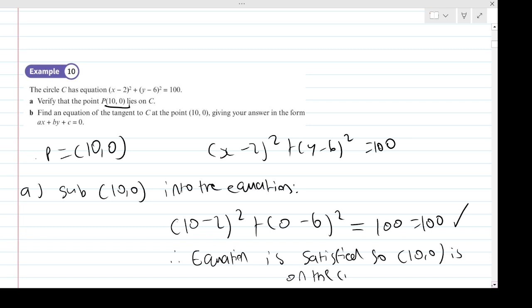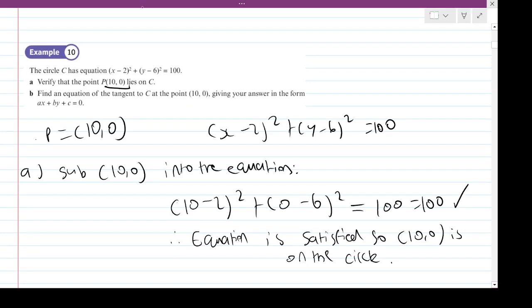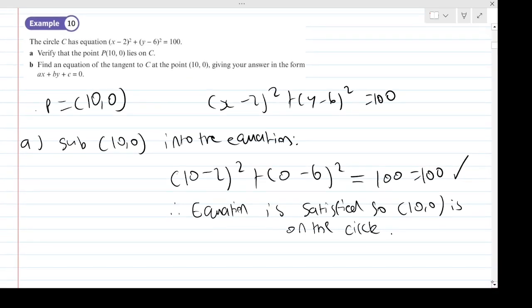Okay, and again, that's why it's handy to have the equation of the circle, which we worked out in the second part of this chapter, because then it allows you to work out points which you will need later on to work out more stuff. Anyway, so that's part A. Hopefully that makes sense. Part B then.